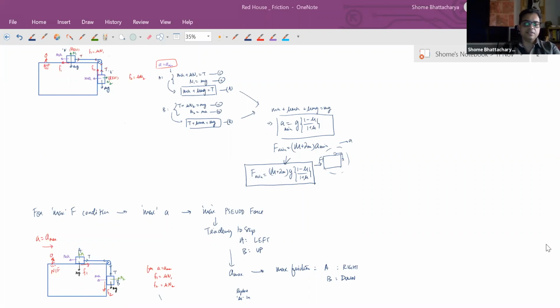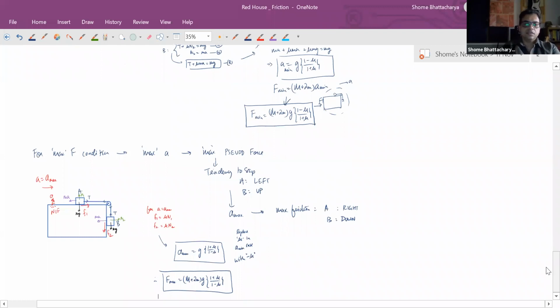So in the limiting condition, if there is mu n acting in one direction, then in the other extreme of the range, what will happen? The same mu n will act in the opposite direction. So in this case, for example, there are two mu n's acting, mu n1 and mu n2, but both of them are flipping, going from one extreme to the other. So this trick can be used.